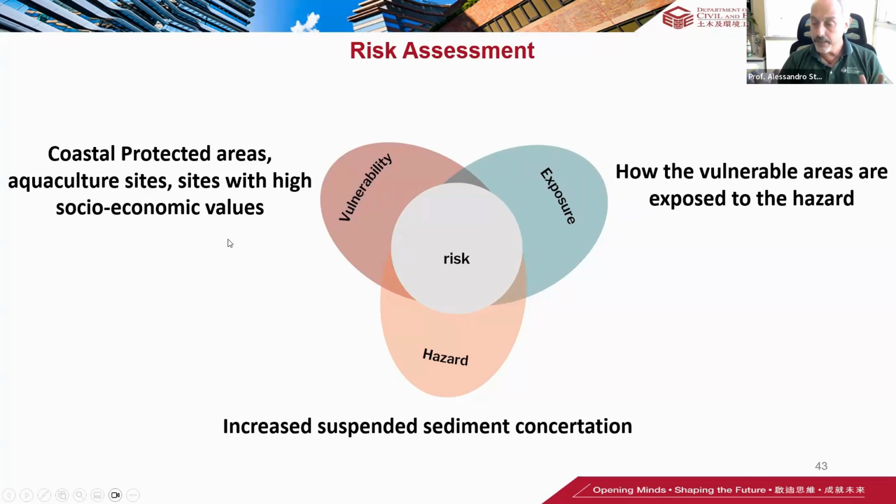The hazard then must be superimposed on the vulnerability and on the exposure. Vulnerability means that in your site where you want to operate with your dredging operation, of course, you need to be aware of some coastal protected areas, aquaculture sites, or sites with very high values from a socioeconomic point of view, like beaches, for example. The exposure means how the vulnerable areas are exposed to the hazard. When you superimpose this, you get the risk.